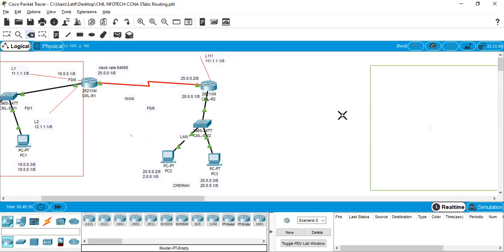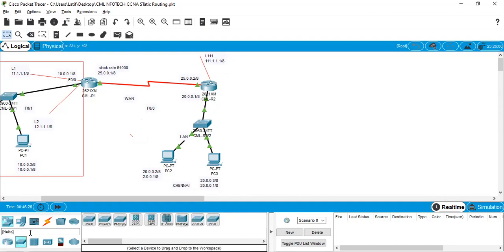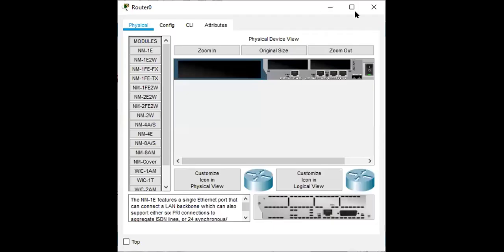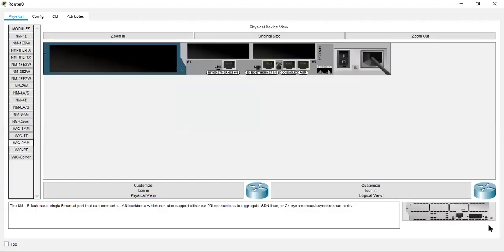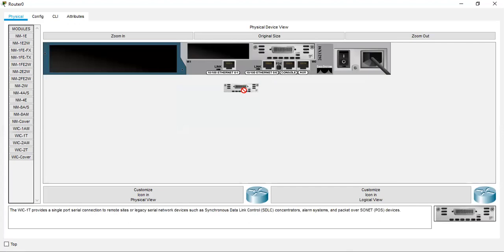So let me introduce one more router. So this is R2. So we'll put one more router, 26. So let's say 290.2621x. So this is a new router. So let me configure this. We'll add the physical module WIC1T serial interface. You need to turn off the router to add this.